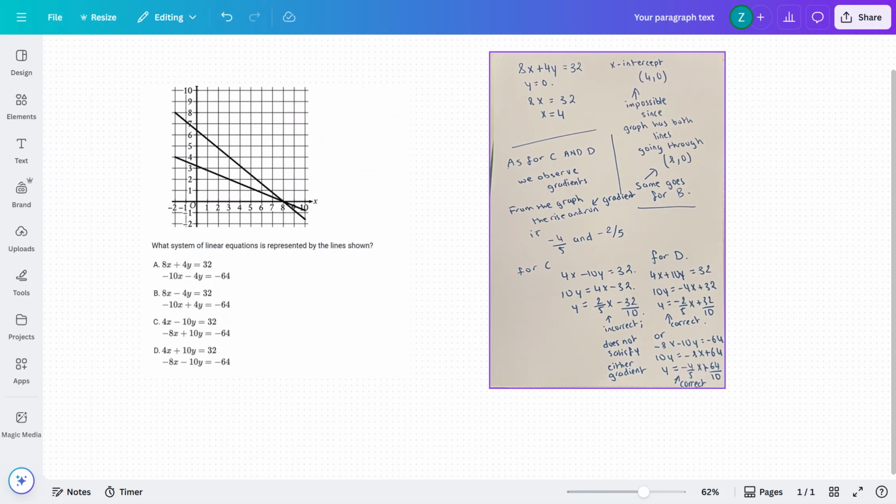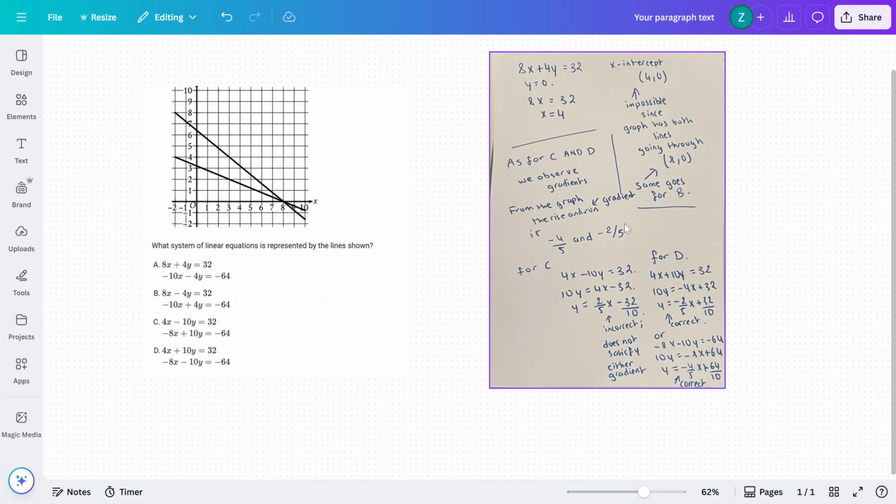Now, we do know that D is correct. So we know that 4x plus 10y equals 32. We're just going to recopy that. We don't know it yet, but we're just going to recopy it. So 10y equals negative 4x plus 32, and by rearranging we have y equals negative 2 over 5 x plus 32 over 10. Here we can see that negative 2 over 5 is the gradient, and it does conform to the negative 2 over 5 on the graph.